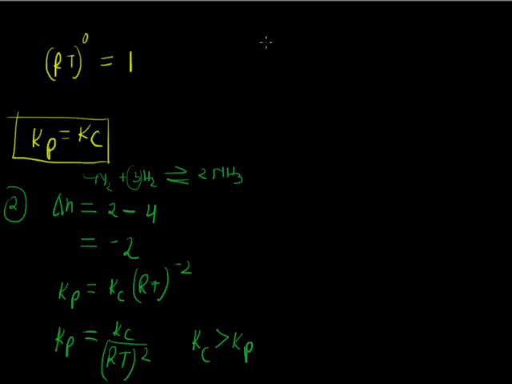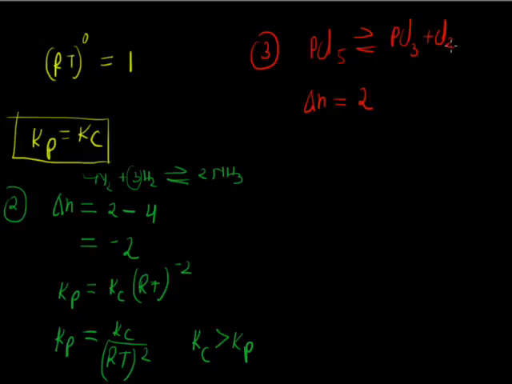Now the third equation. The equation is PCl5 gives PCl3 plus Cl2. Now delta N for this reaction becomes the product moles of 2, means 1 mole of PCl3 and 1 mole of Cl2. So total moles of product becomes 2 and total moles of reactant is 1, that is, there is only 1 mole of PCl5. That becomes delta N equals 1.